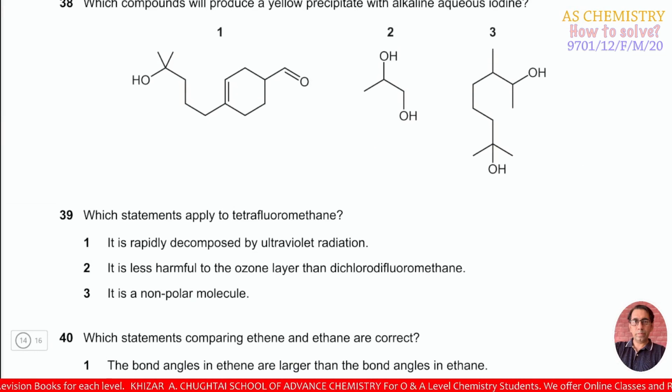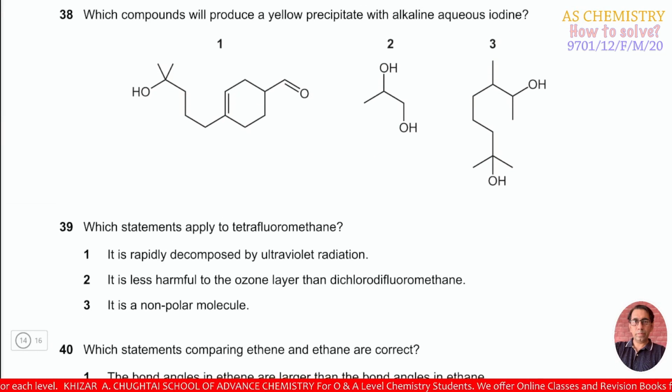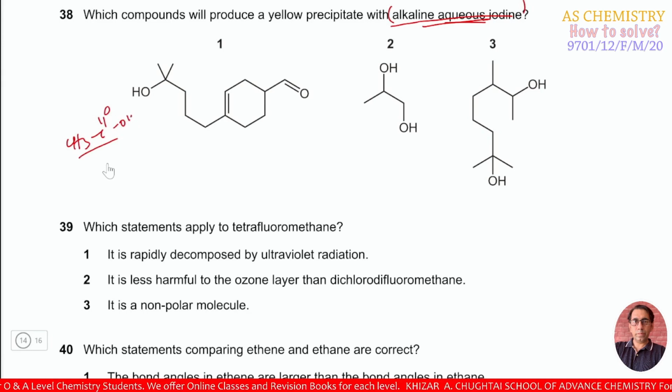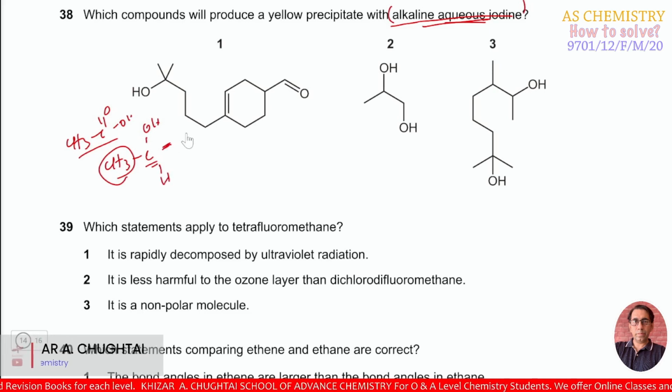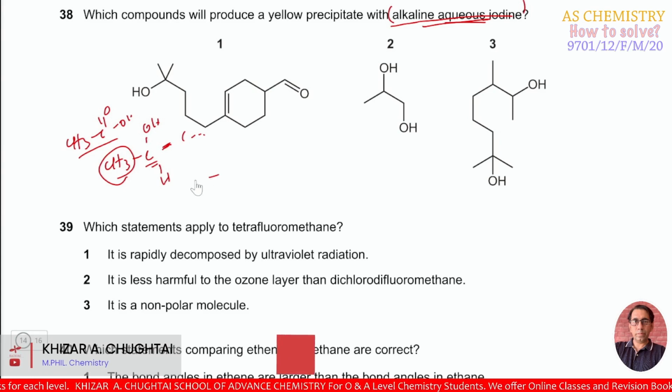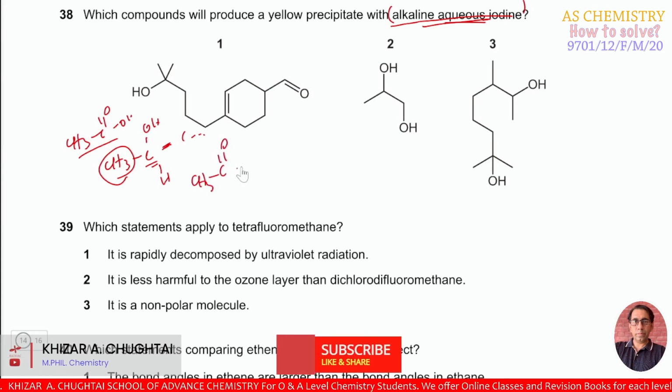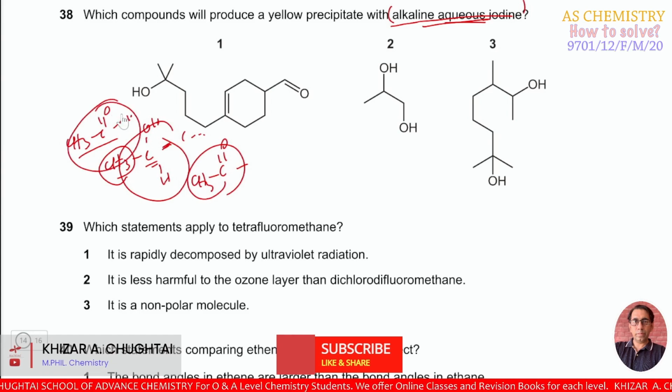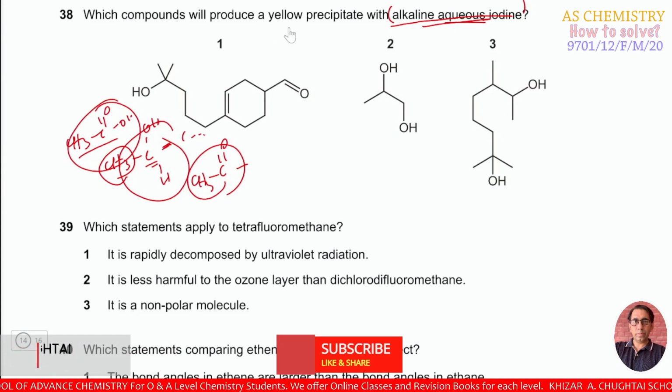Question number 38. Which compound will produce a yellow precipitate with alkaline aqueous iodine? That is the iodoform test. There is only one aldehyde that can show this type of test. Alcohols having an OH group on the second carbon atom, with one methyl and one hydrogen on the carbon chain, and ketones that are methyl ketones, will show a positive test, react, and give the yellow precipitate.